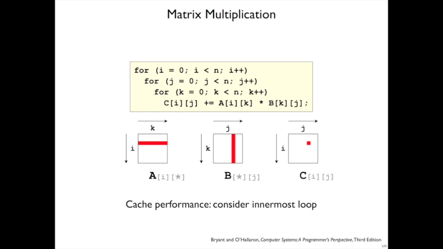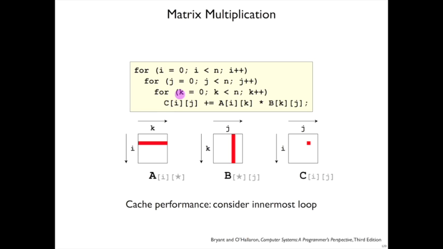So in order to consider whether we have cache misses, the most relevant thing is going to be this inner loop. If we can get a cache miss rate on the inner loop, then it will pretty much follow for the slower traversals of the outer loops.